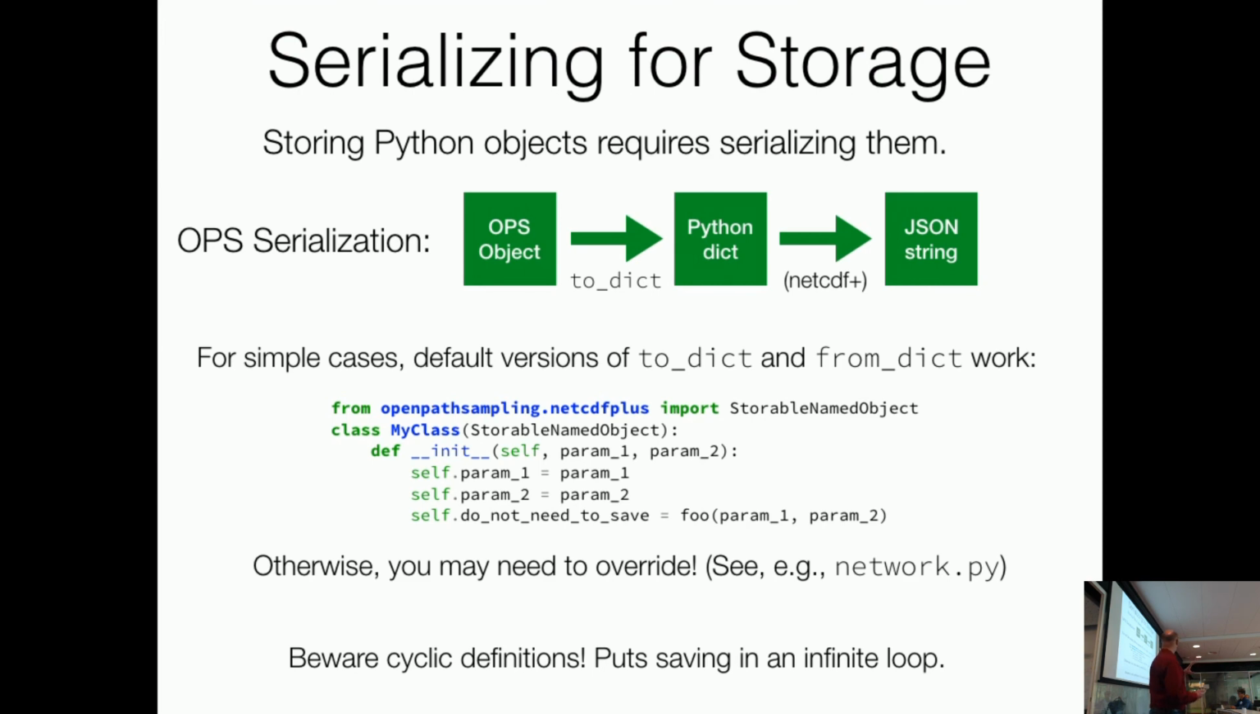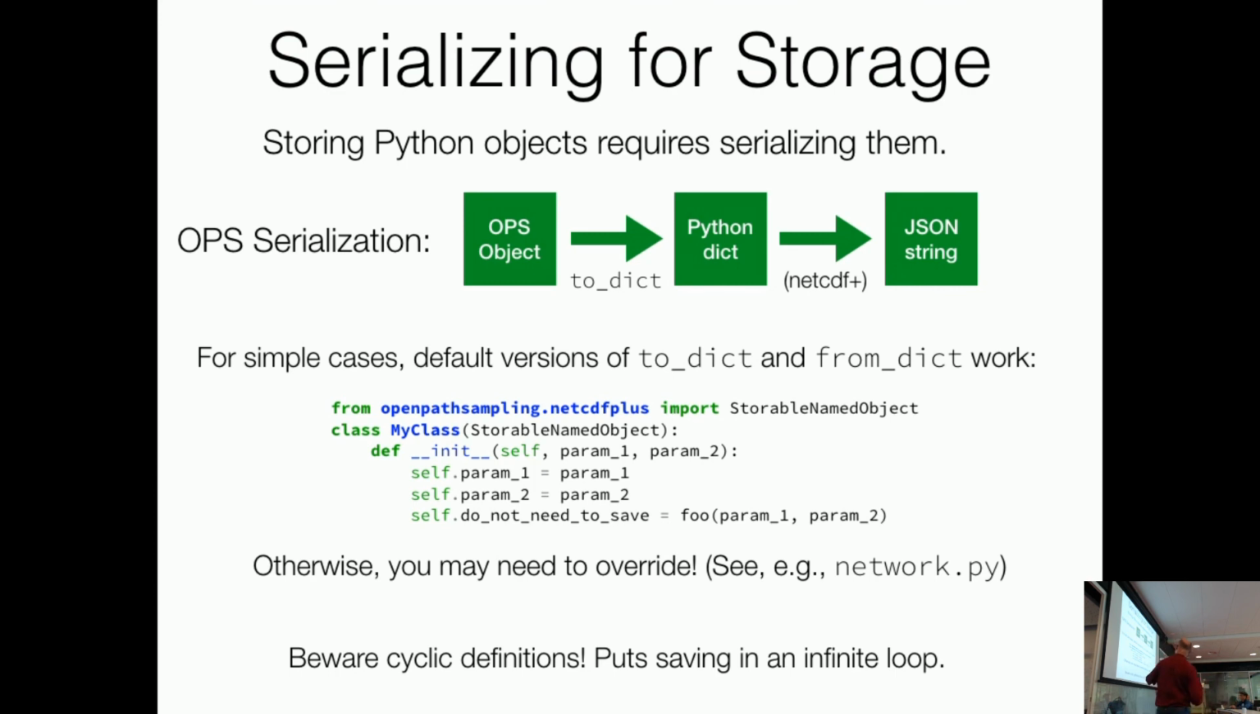You take the object, and there's a method associated with that object called toDict, and that turns it into a Python dictionary. Those of you who know a lot of the details of Python know that Python objects are pretty much internally dictionaries anyway, so this is pretty easy to do. And then we take that dictionary, and there's some internal stuff within netcdf plus that will turn it into a JSON string, and that JSON string is what gets actually stored. For most simple cases, the default versions of toDict and fromDict will work just fine.